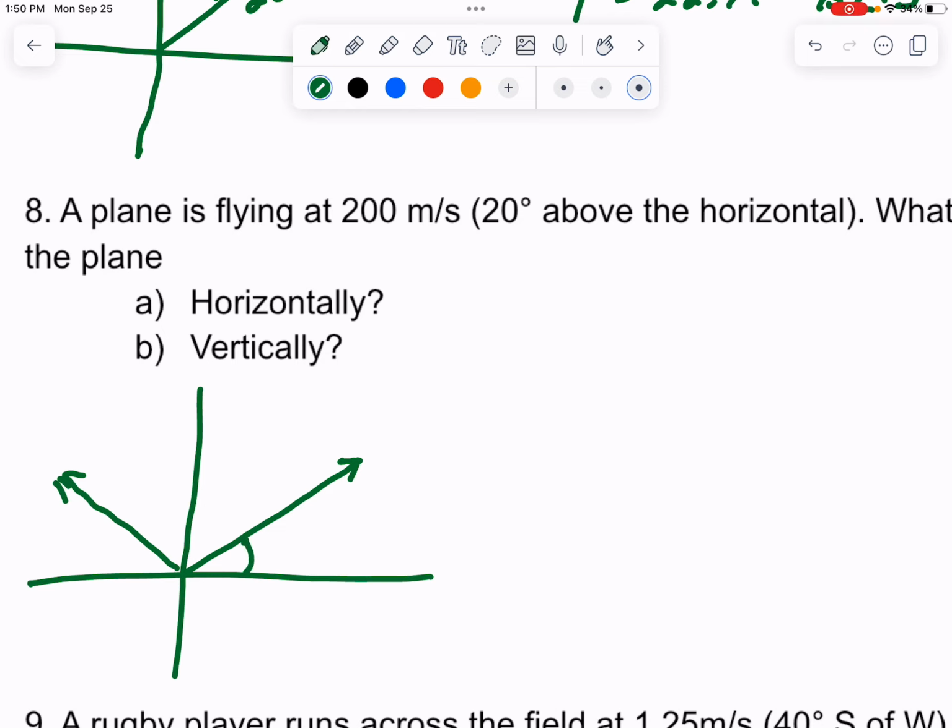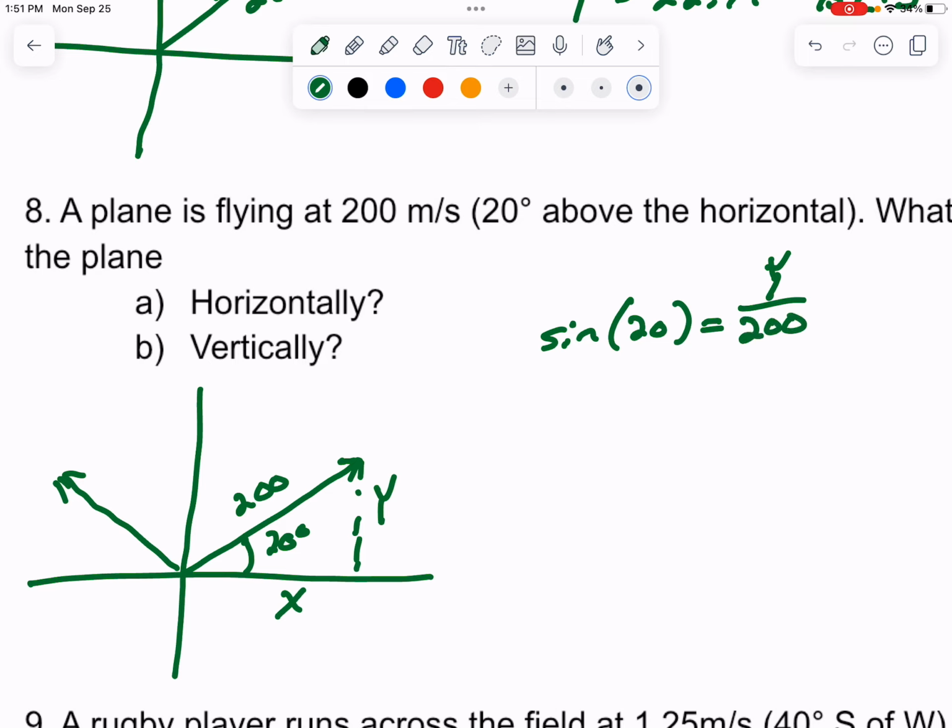So my angle would look like this, so 20 degrees. Okay, I have my hypotenuse of 200 meters per second. So I'm going to find my vertical, which is going to be my y. My horizontal is going to be my x. So sine of 20 equals y, which is my opposite, over my hypotenuse of 200. So y should come out to be 68.40 meters per second, and that is just vertical.